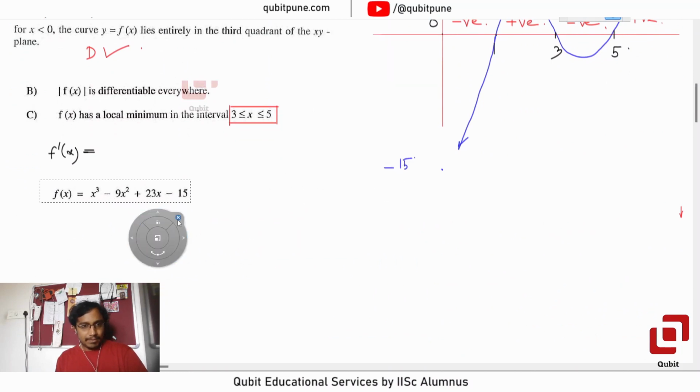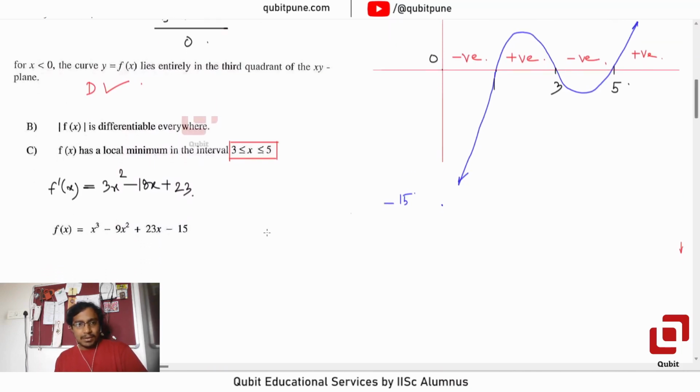What would it be? f dash of x would be 3x squared minus 18x plus 23. Now what is f dash of 1? It would be 3 minus 18 plus 23. We don't care what value it is, but we know for sure that it is positive. So the function is increasing at x equal to 1.